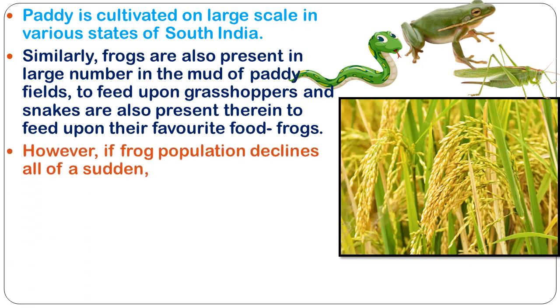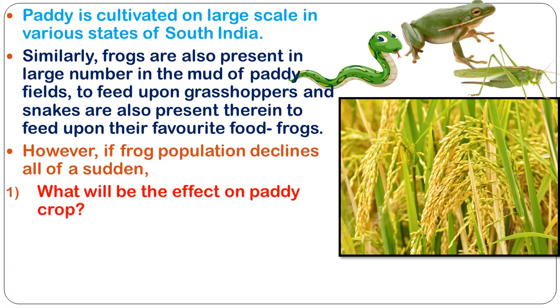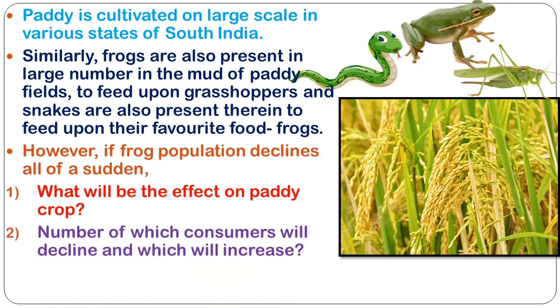Now, however, if the frog population declines or decreases all of a sudden, then what happens? Let's answer the question: what will be the effect on the paddy crop? If the population of frogs declines or decreases, then the paddy crop will also be reduced. And the second question: the number of which consumers will decline and which will increase? That means if the frog population decreases, which type of consumer will decrease and which consumer will increase?